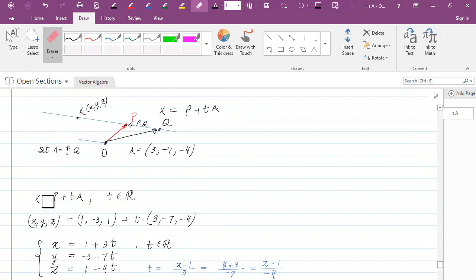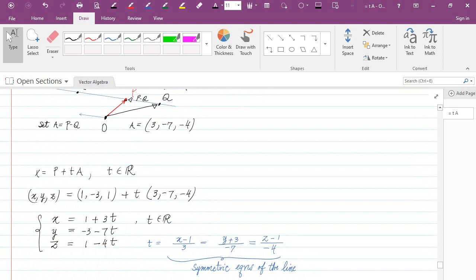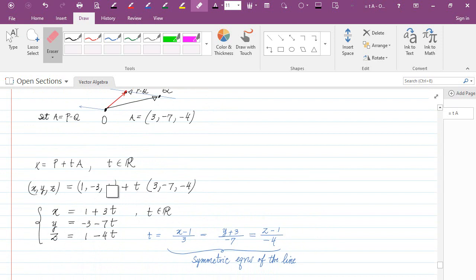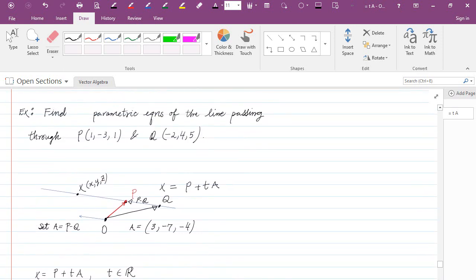So the equation of the line would be x is equal to P plus ta. So (x, y, z) would be P, recall P is (1, -3, 1), plus t times the parallel vector here, (3, -7, -4). So x would be 1 plus 3t, y would be negative 3 minus 7t, and z would be 1 minus 4t. So these are the parametric equations of the line passing through the given P and Q.